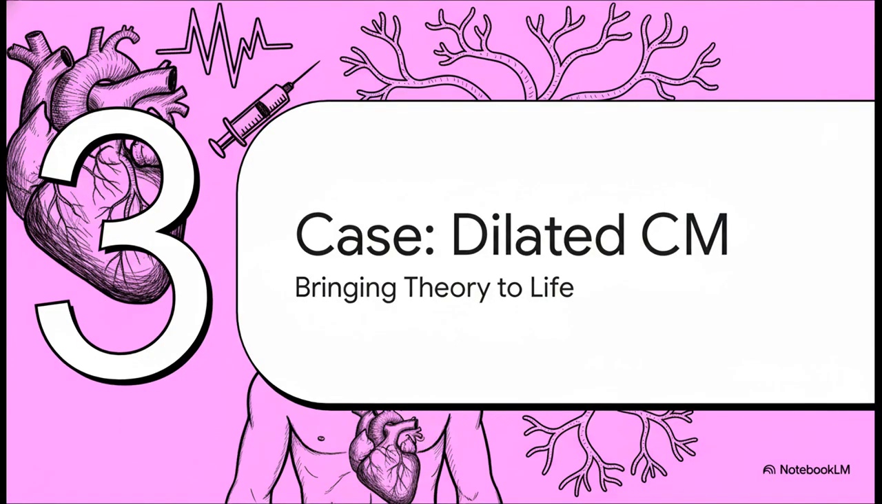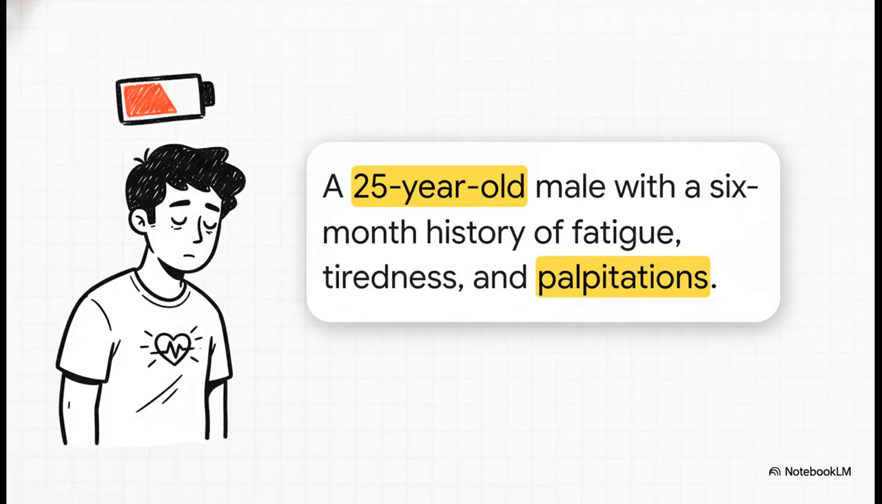All right, theory's great, but let's see how this actually plays out in a clinical setting. We're going to walk through a pretty typical presentation of dilated cardiomyopathy. This is the one that's responsible for a huge number of non-ischemic heart failure cases. So, our case starts with a 25-year-old man. He comes in complaining of being exhausted and tired for about 6 months, and he's also noticed some palpitations. Right away, these are classic symptoms of a low-output heart failure state.